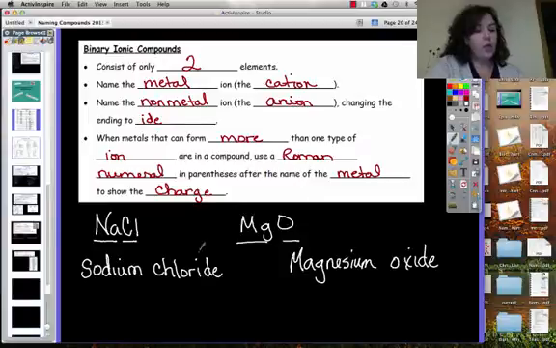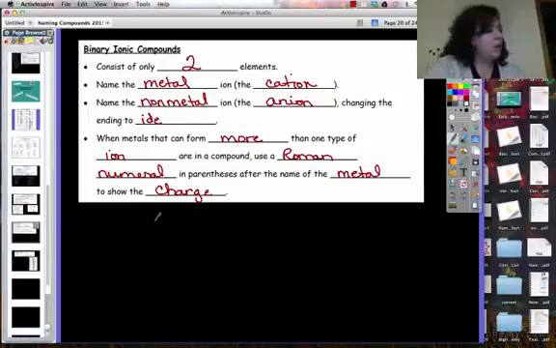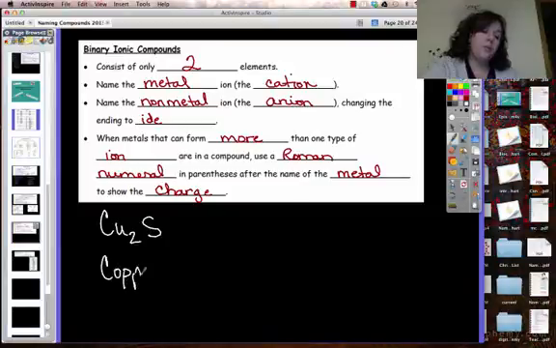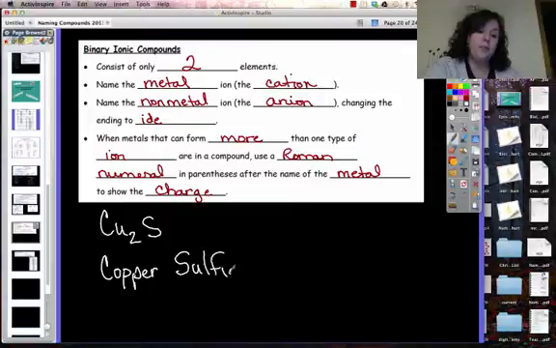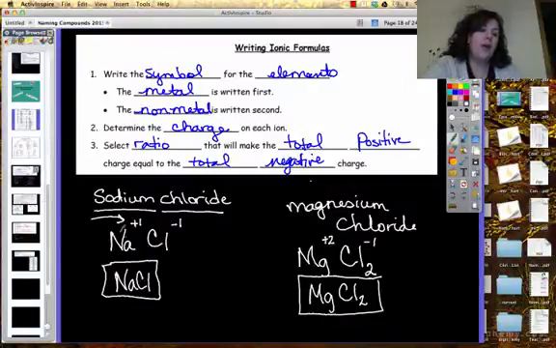There's a couple more. Let's say Cu. Let's erase this. And look at Cu2S. All right, now Cu is copper. So if I write down copper, and I know that S is sulfur, so I'm going to write down sulfide. But when I look on my chart, copper is right here, and it can be either a +2 or a +1 charge. So how do I figure that out?